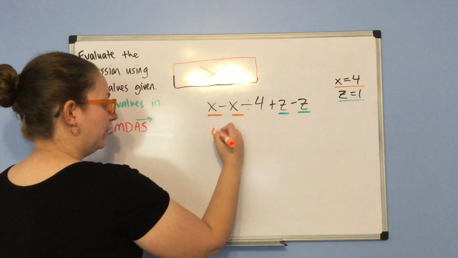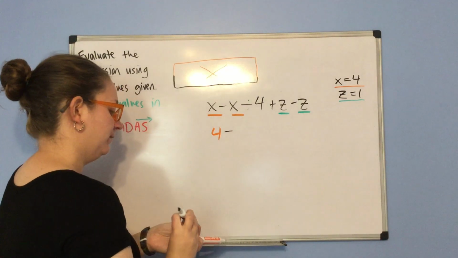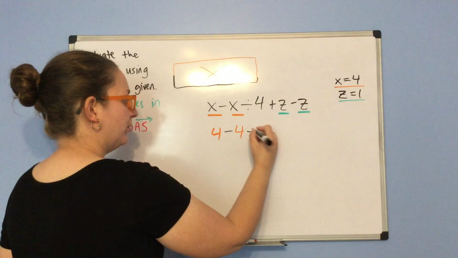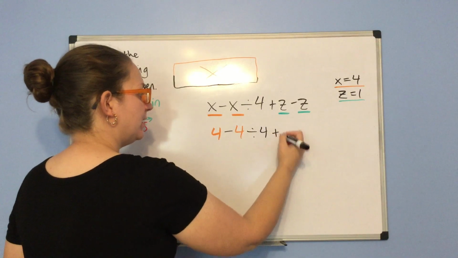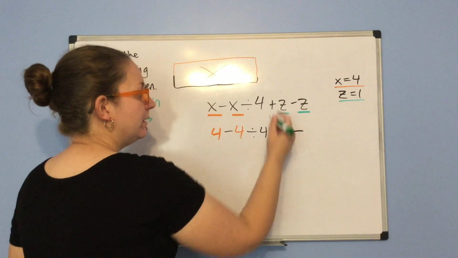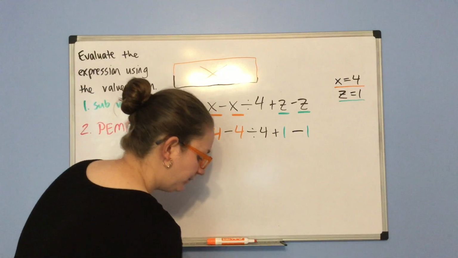So 4 minus 4 divided by 4 stays the same, plus sign stays the same. Go ahead and write in my minus sign there. Z is 1, so z minus z turns into 1 minus 1.